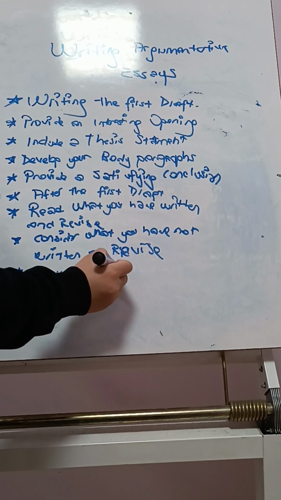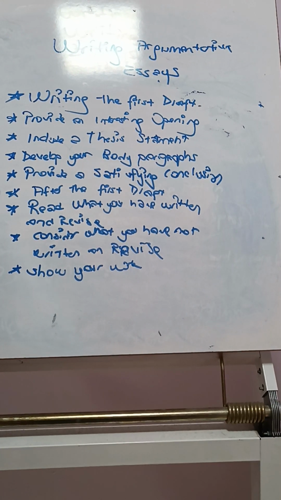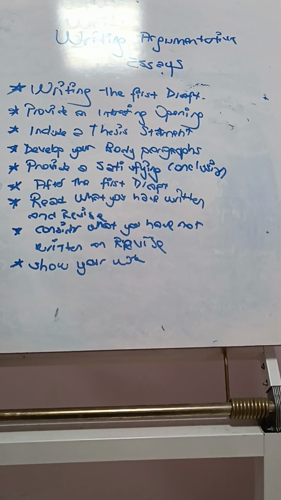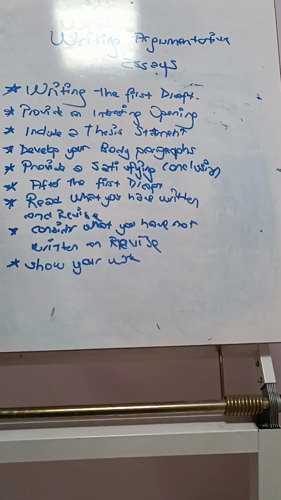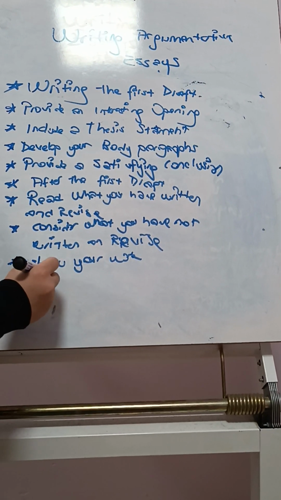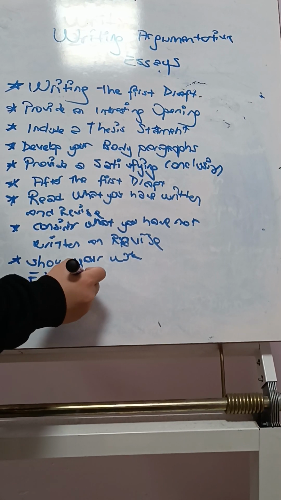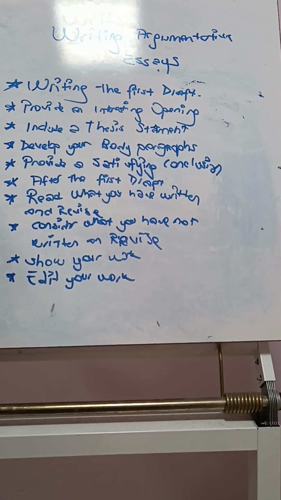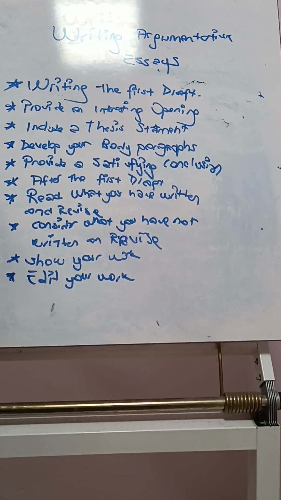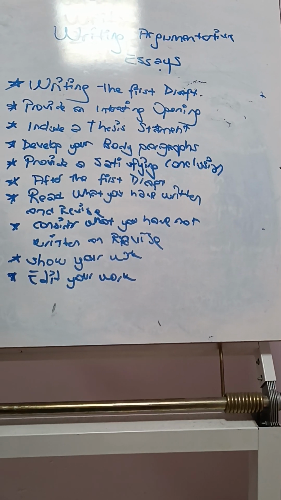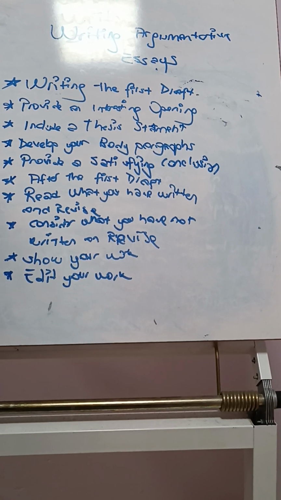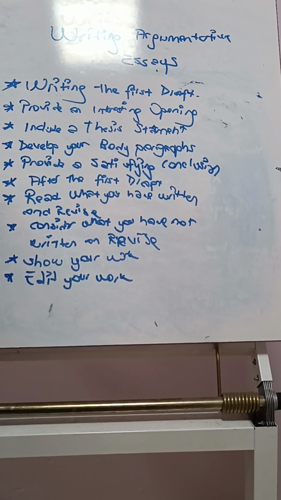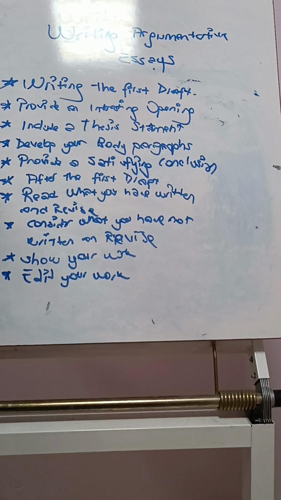Show your work. Show your work to someone, a friend, a family member, a tutor in a writing club, someone who will do you the favor of critically reading your essay. Edit your work. When you have revised your argument several times and are happy with the content and organization, look over your sentences very carefully one last time for grammatical mistakes, misuse or missing punctuation, misspelling, and typographical errors.